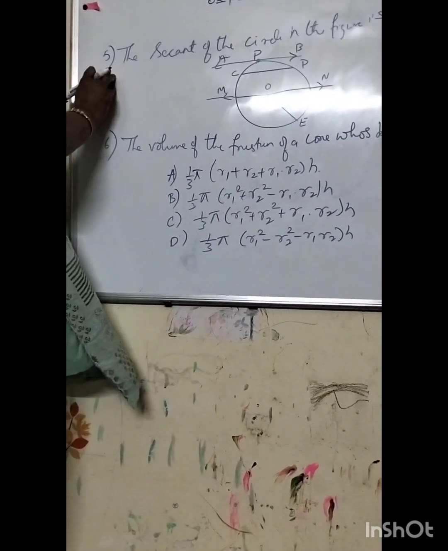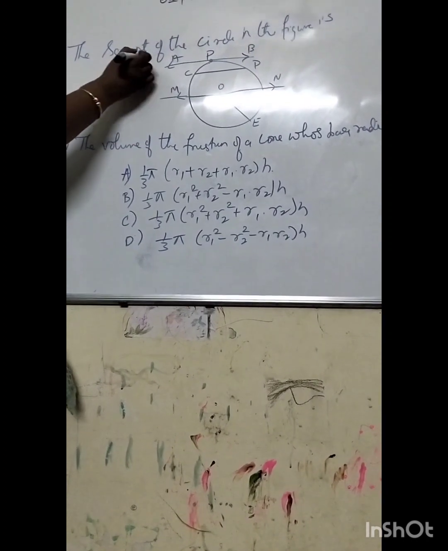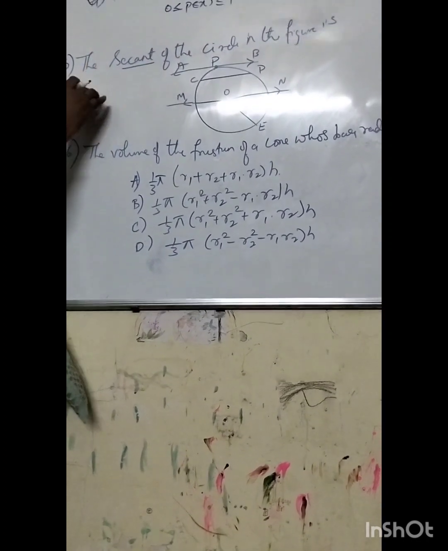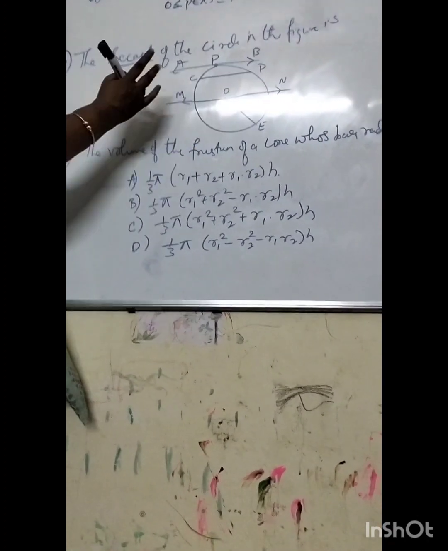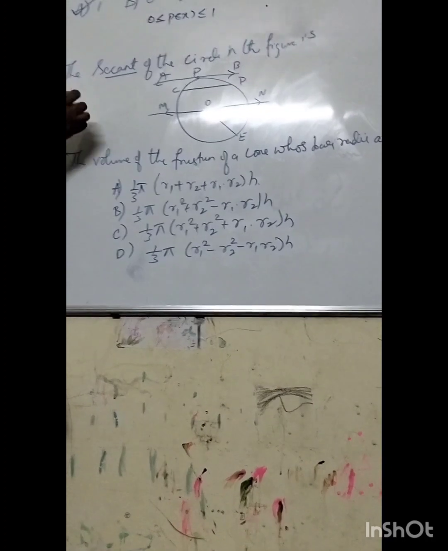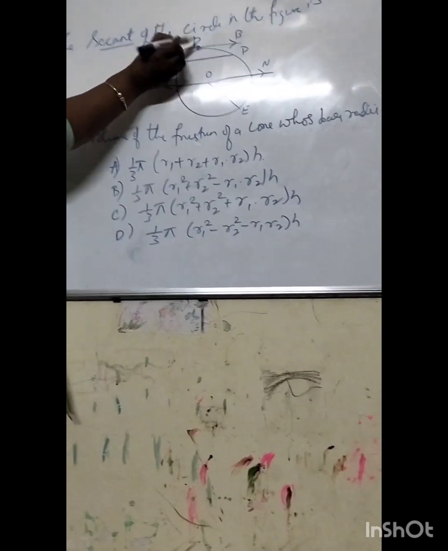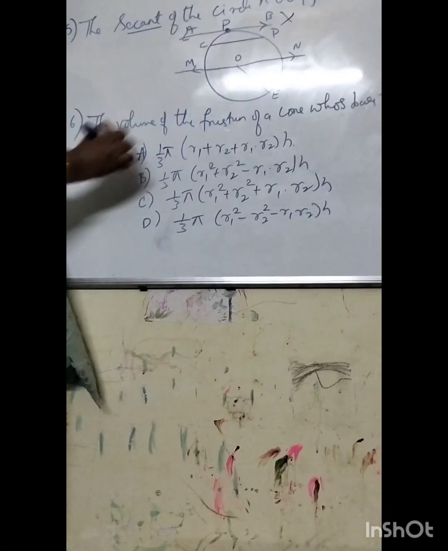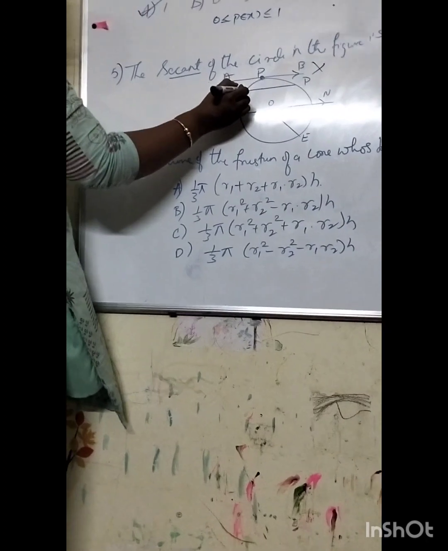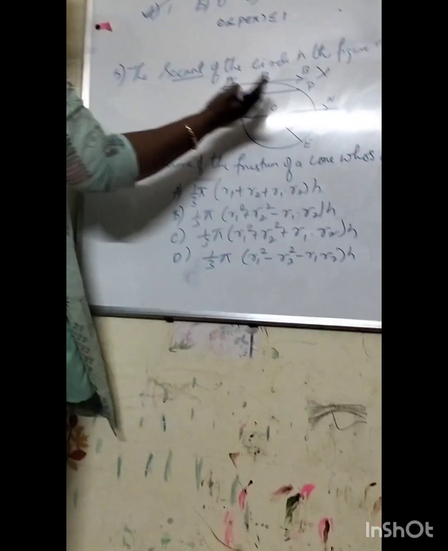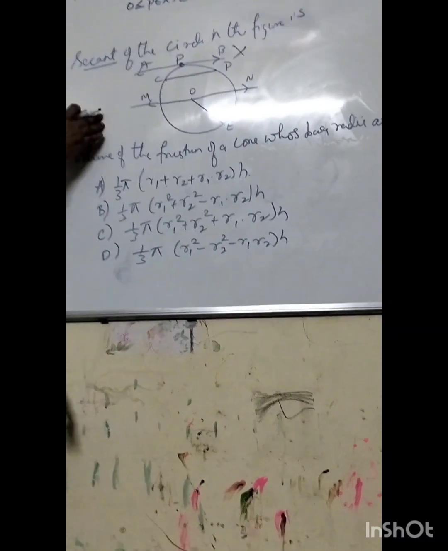Coming to the fifth question. The secant of the circle in the figure is, first of all we should know what a secant is. A secant is nothing but a line segment that touches the circle at 2 points. Let's start from the first line. Here you can see it's a line segment, but it touches the circle at exactly 1 point. So not this option. C and P are line segments that lie inside the circle and do not extend, so they can be called a chord, not a secant.